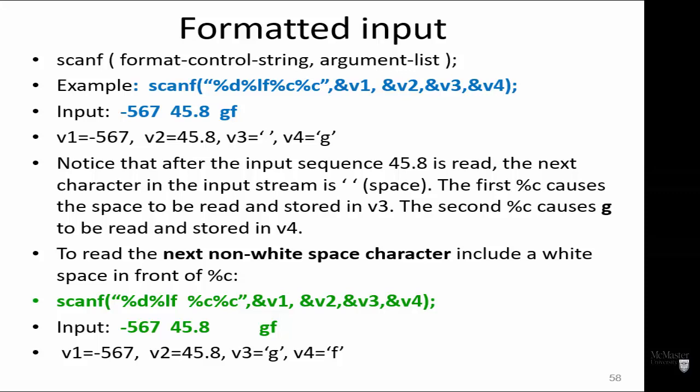And then what about V4? The cursor will move from white space into here. That means V4 will be G and F will not be read. Then an interesting question would be, if V3 reads the white space, why didn't V2 read the white space here? Because after reading the first variable, the cursor again is in front of a white space. Yeah? It's looking for a number, not a character, right?